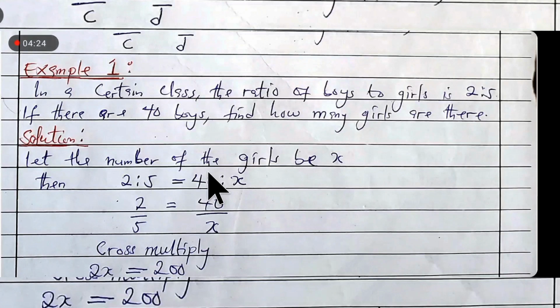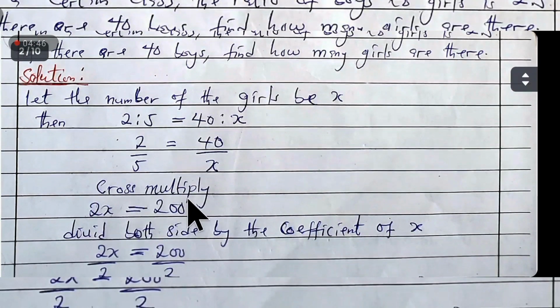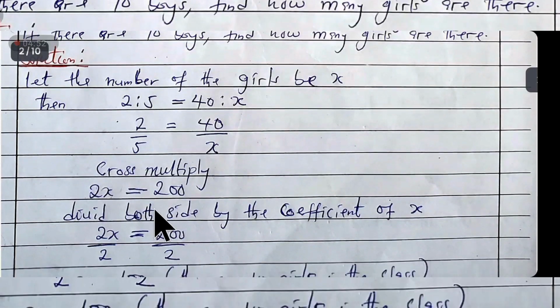This is going to be equal to, if they say there are 40 boys, then the first value here will be for boys, then ratio 5, which is for girls, then ratio x, which is for girls. We don't know. So therefore 2:5 also means 2 over 5 equals 40 ratio x, which also means 40 over x. So you cross multiply. 2 times x will give us 2x. 5 times 40 will give us 200.